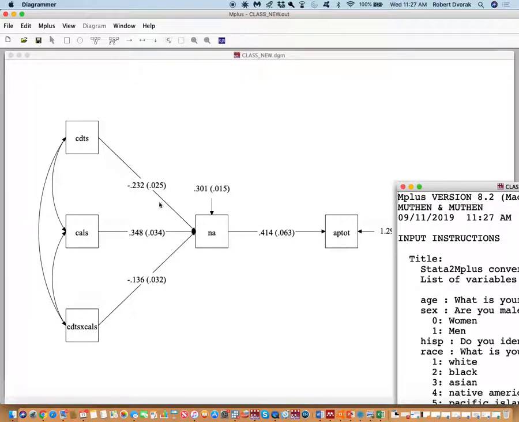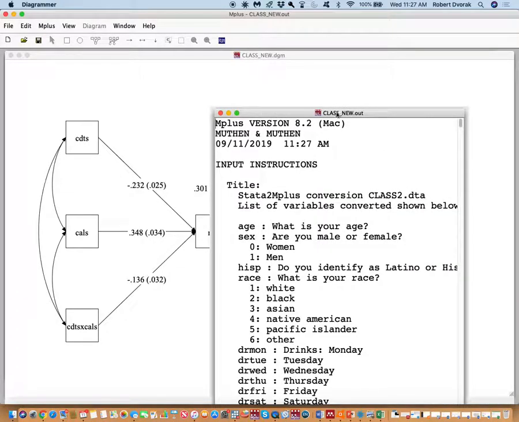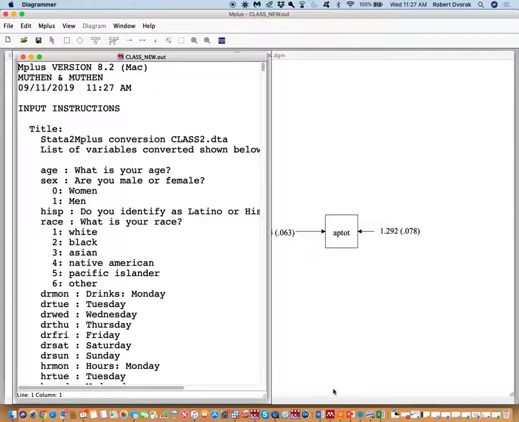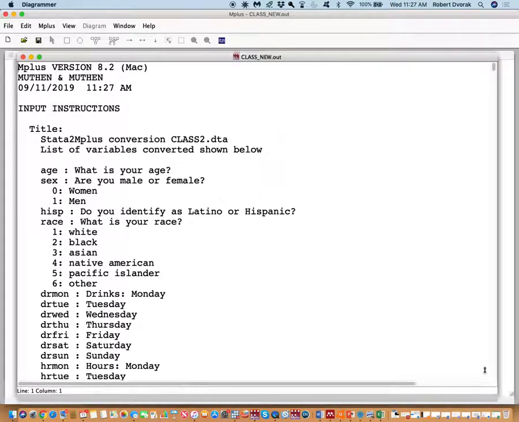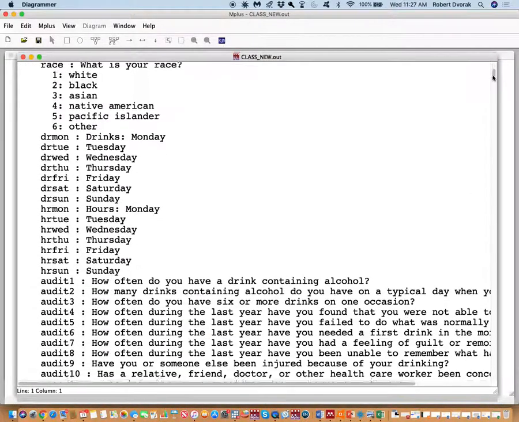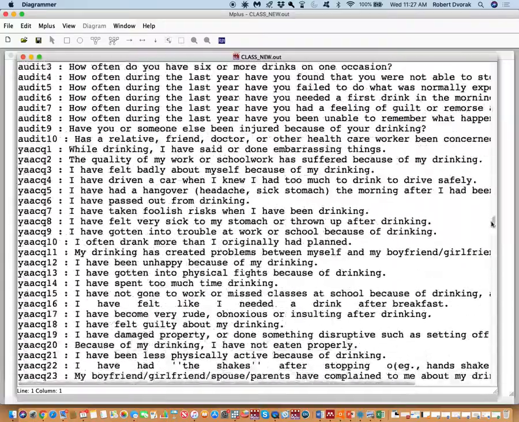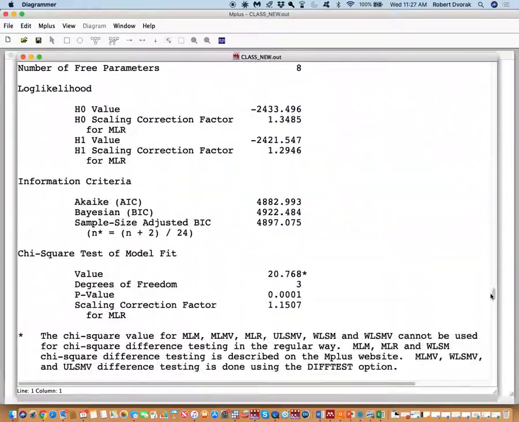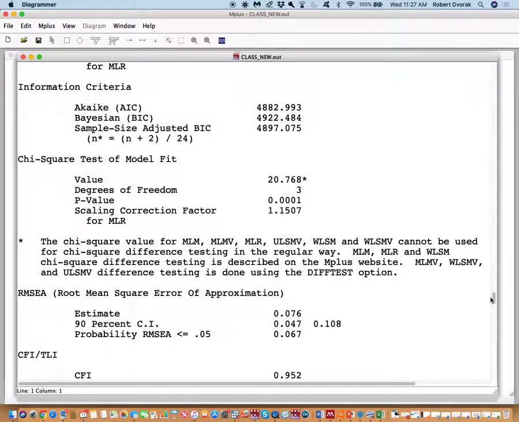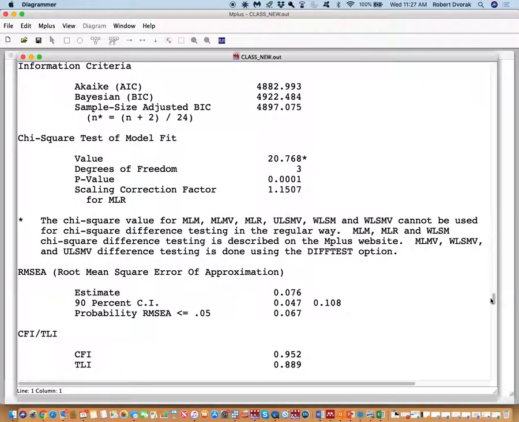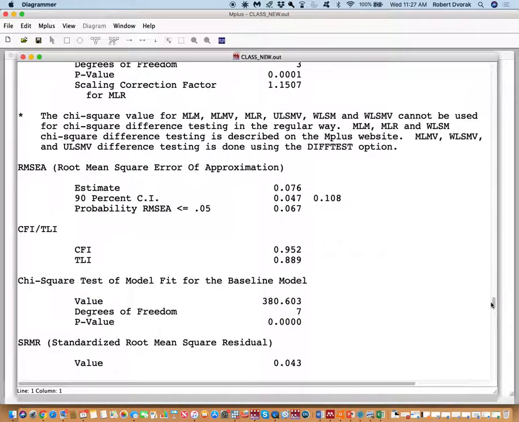You have alcohol problems and negative affect mediating all of the association between distress tolerance and emotional instability, predicting alcohol problems. A nice, clean, simple little model. Let's see what our fit statistics would suggest. Fit statistics are not terrible. That's not great. Could be better.